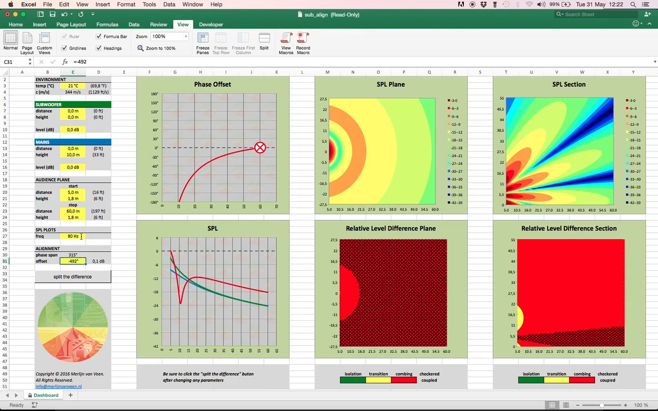So there you have it. That pretty much shows you what you can expect in this instance for a flat audience area when the main speaker and the subwoofer are physically displaced by 10 meters.